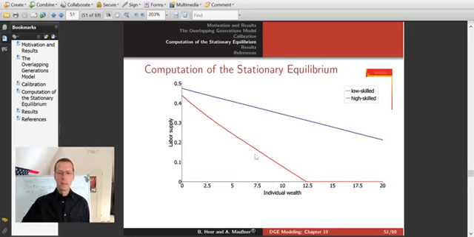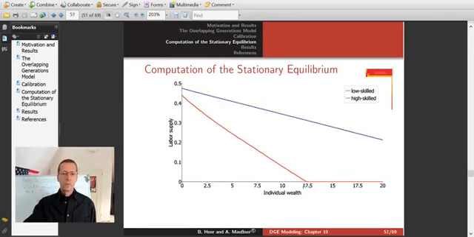And the non-negativity constraint on labor supply, so that labor is larger than or equal to 0, starts to bind for the low-skilled here at wealth level 12.5. So this is the particular labor supply of the 21-year-old, if I remember correctly, with productivity theta 4.